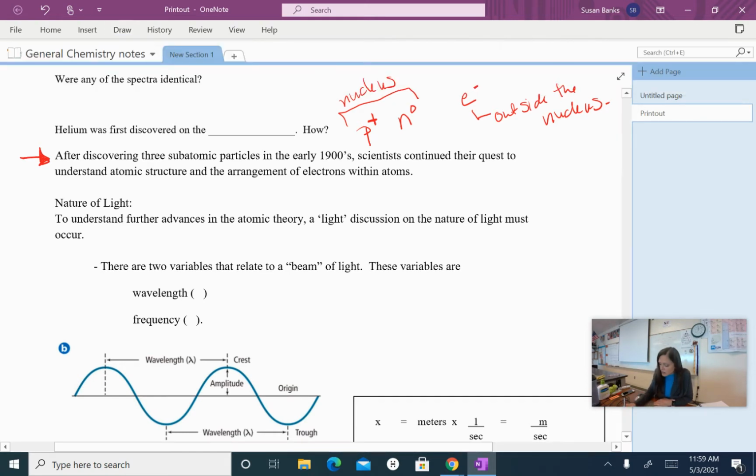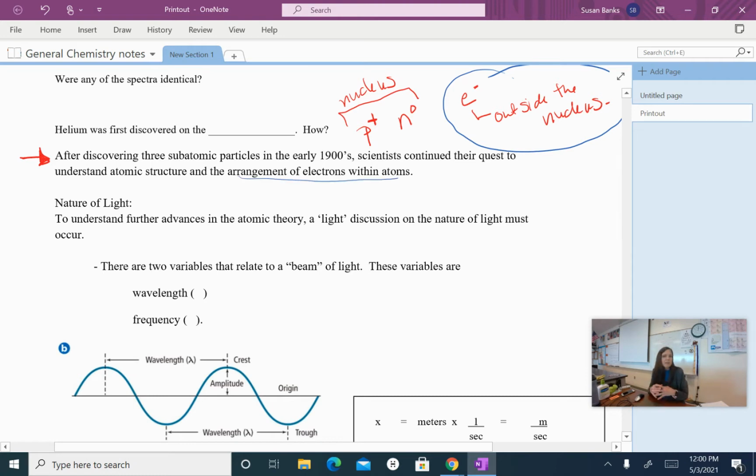Okay, so we are going to really be talking about electrons, and we're going to be talking about energy of electrons and wavelength and frequency. So all of these things we can measure on electrons depending on their behavior. After discovering those 3 subatomic particles, proton, neutron, and electron, in the early 1900s, scientists continued their quest to understand the atomic structure and where things were in the atom and why they acted the way they did. So we are going to talk about the arrangements of electrons and atoms.